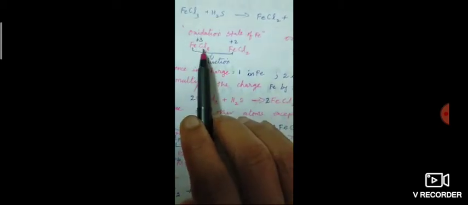So first, what happens in balancing a redox reaction using the oxidation number method? First we have to see which is getting oxidized and which is getting reduced. Take this example: FeCl3 plus H2S gives FeCl2 plus S plus HCl. What is the oxidation state of iron in FeCl3? That is plus 3. We know chlorine is minus 1, and 3 chlorines are there, so automatically iron gets plus 3. What is the oxidation state of iron in FeCl2? That is plus 2, since 2 chlorines give minus 2. So iron plus 3 is reduced to iron plus 2.